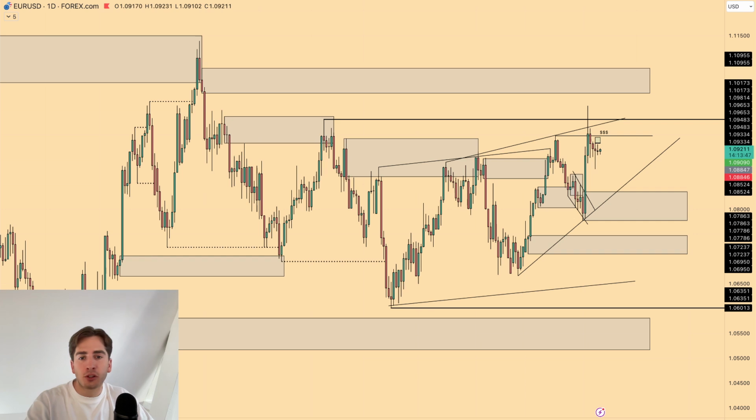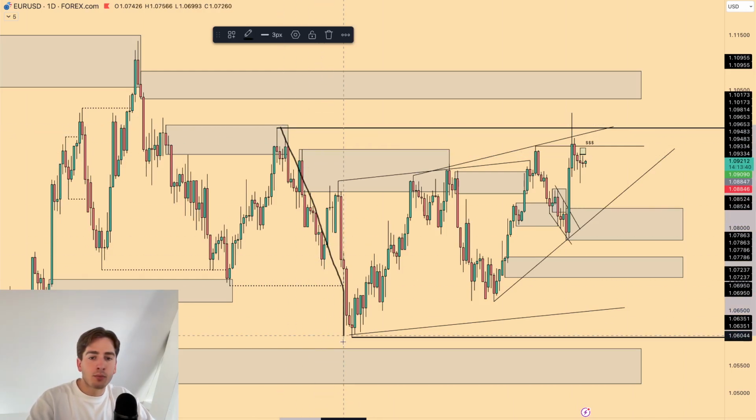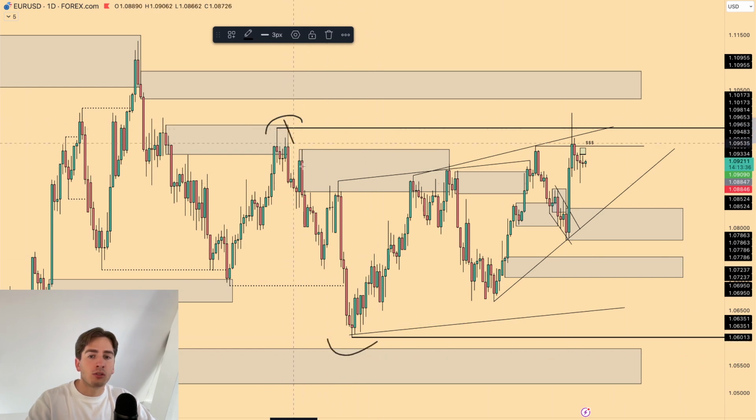So starting off with Euro USD here on the time frame using supply and demand, market structure, and of course liquidity concepts, we can see that the market structure here on the daily time frame is still bearish from this high in towards this low. So we get a big impulse down, then we get that correction sideways.